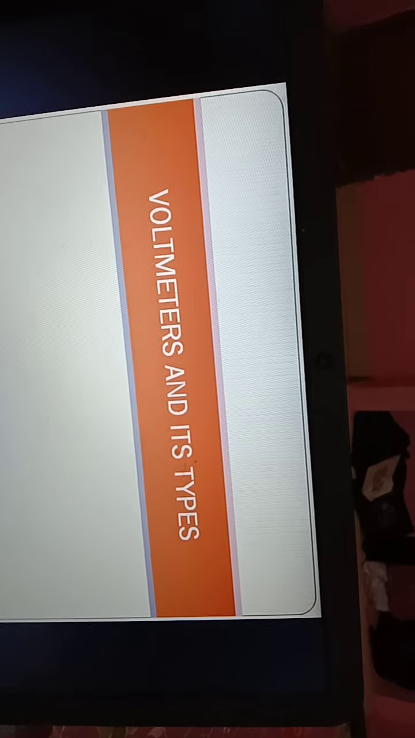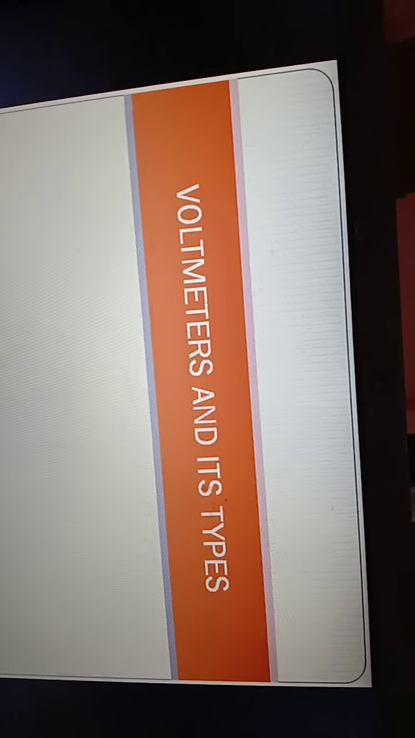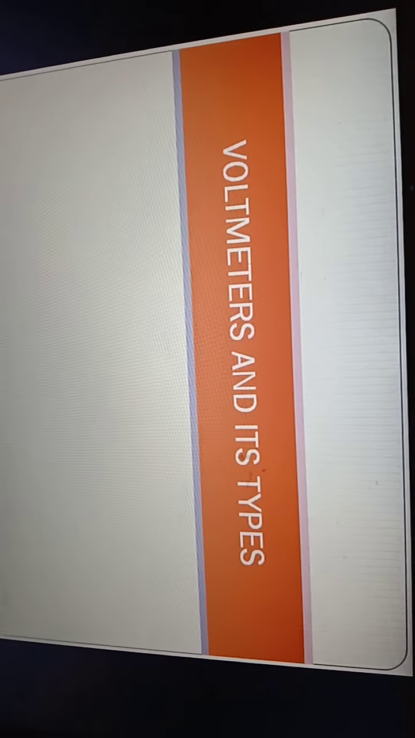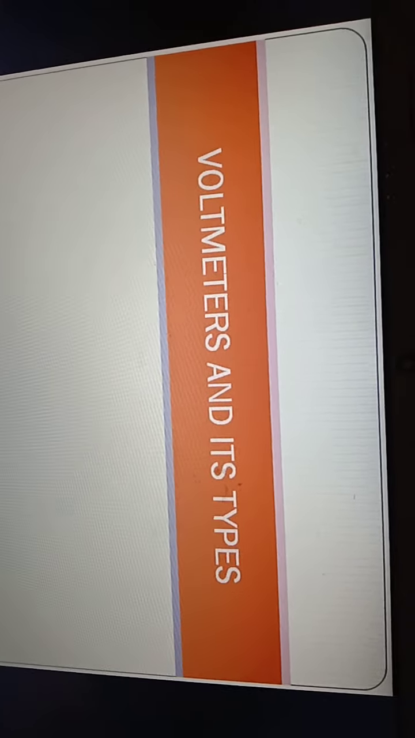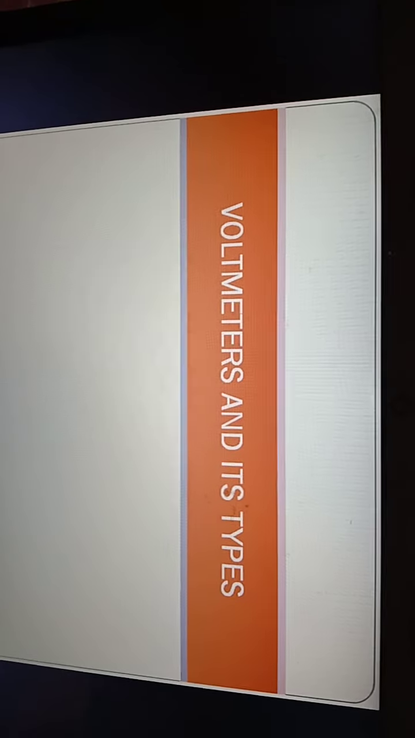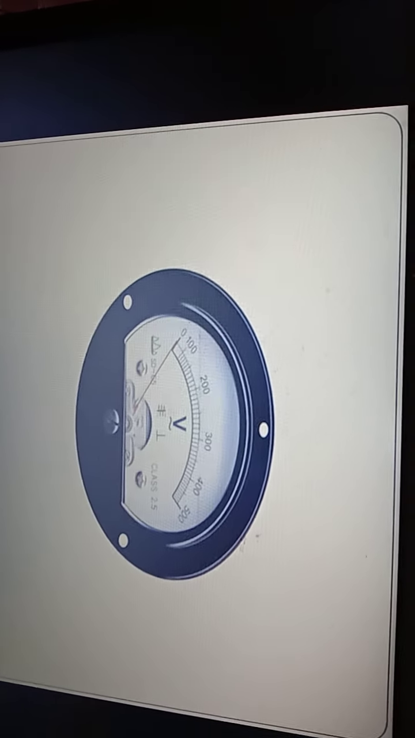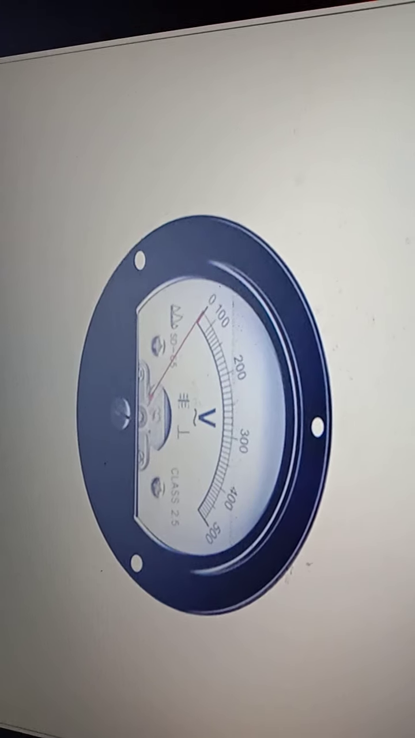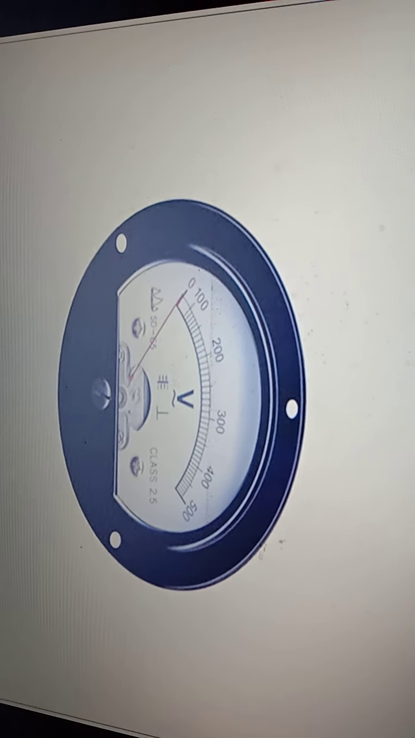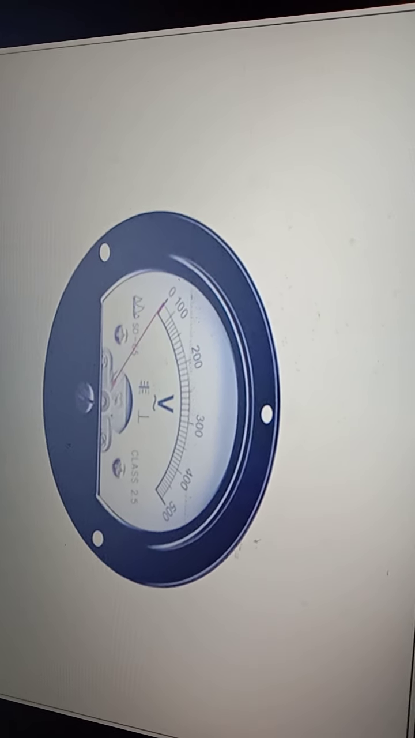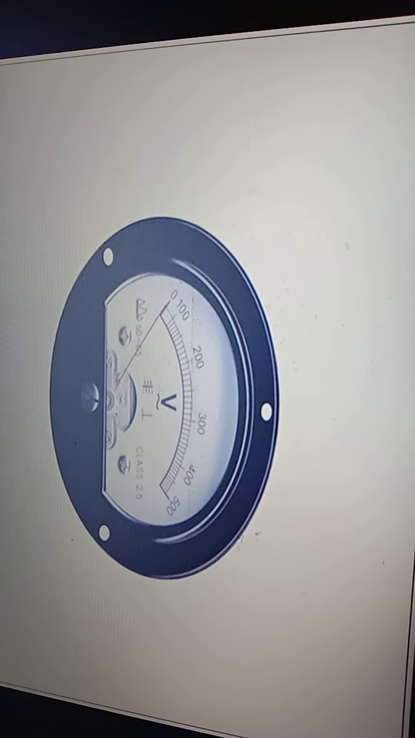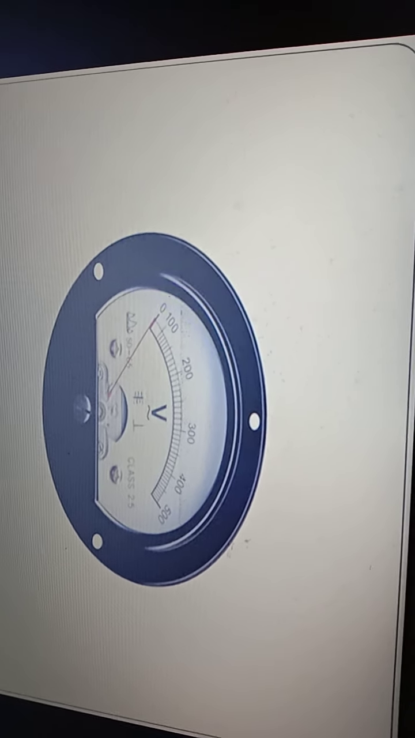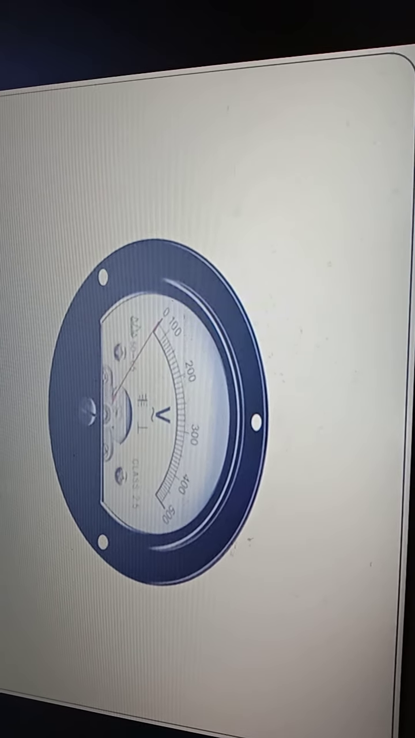Good morning, students. Today we are going to see what is a voltmeter and what are the various types of voltmeter. So this is the voltmeter we are using in the lab. What is a voltmeter? It will show the voltage or the potential difference between the circuit.